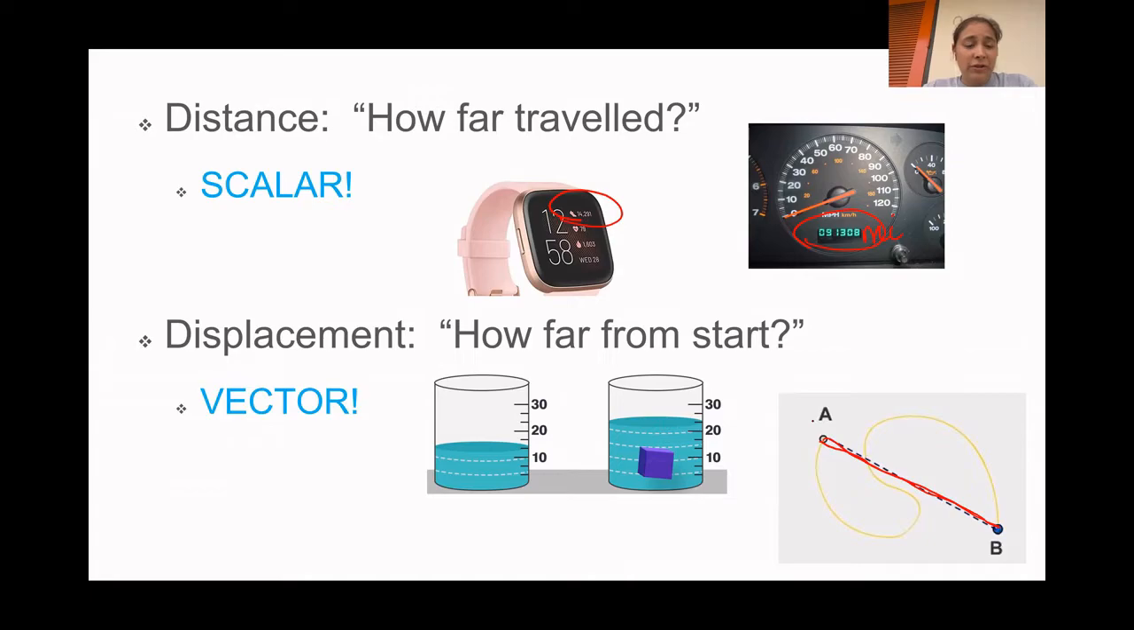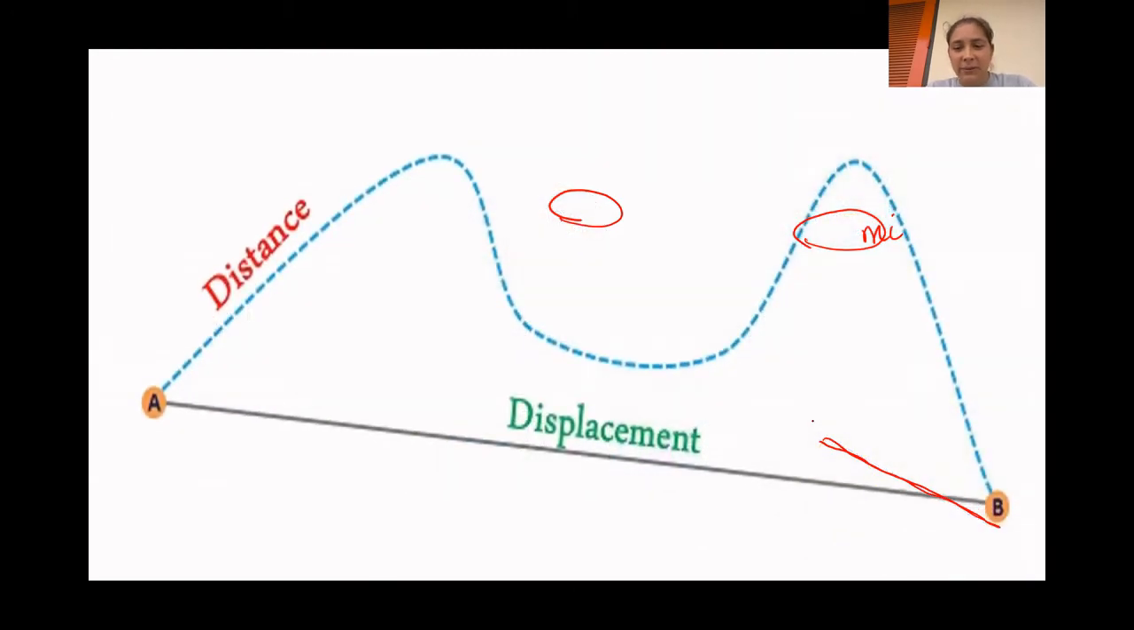So a great picture that demonstrates the difference between distance and displacement would be this one. What you should notice is you have starting point A and ending point B. Our distance is this dotted blue path. We go up and then down and then back up again. But displacement is just a straight line from start to end. How far are you from your starting point? Let's do an example.